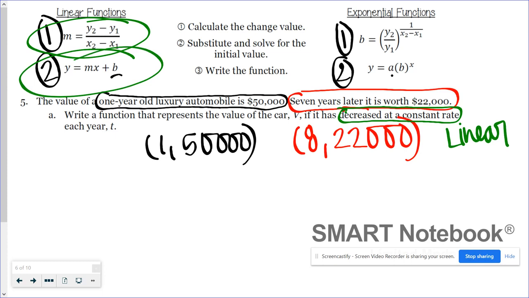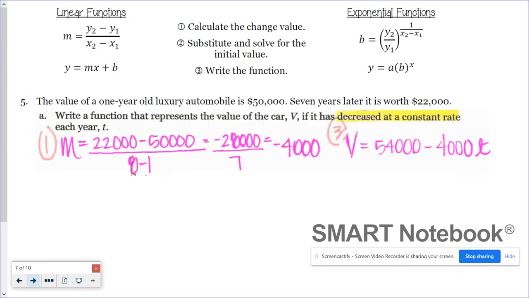And then we can calculate our initial value. I did all that, and I ended up with a change value, a slope, of negative 4,000, which meant that the initial value of the car would have been 54,000. And so I ended up with the value is equal to 54,000 minus 4,000t.